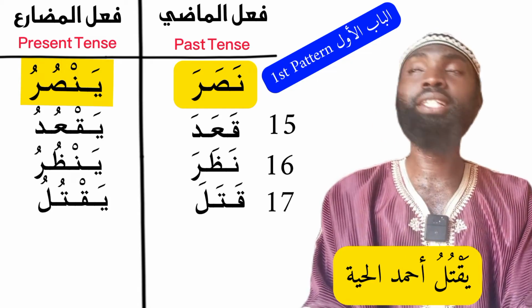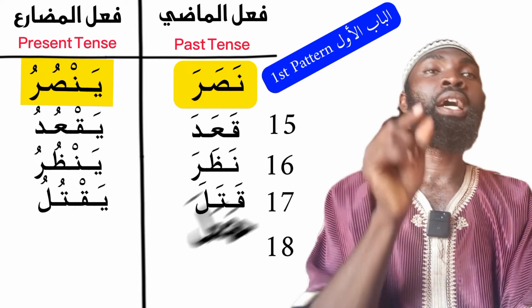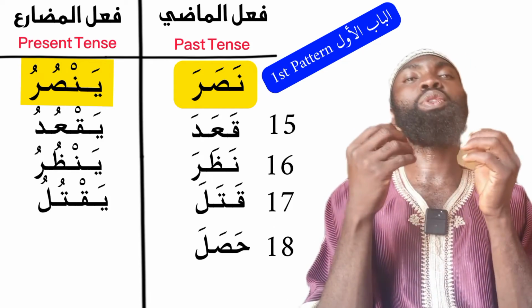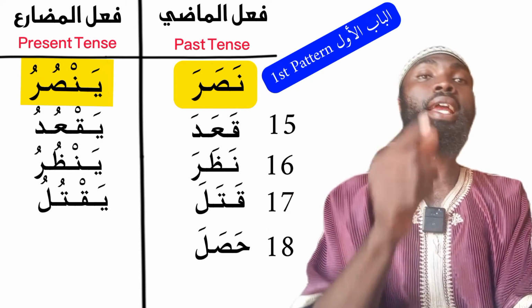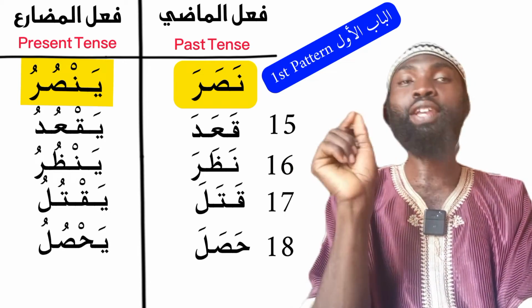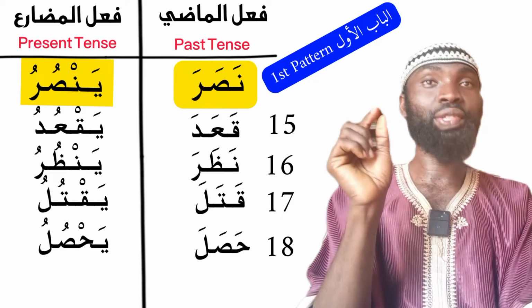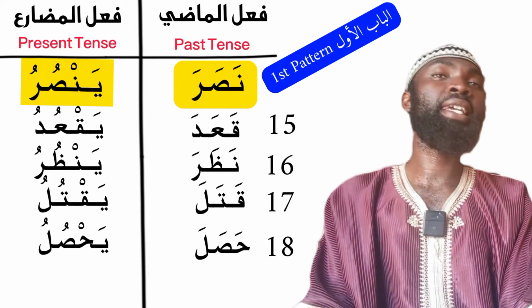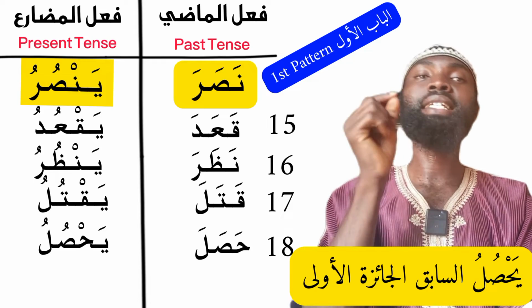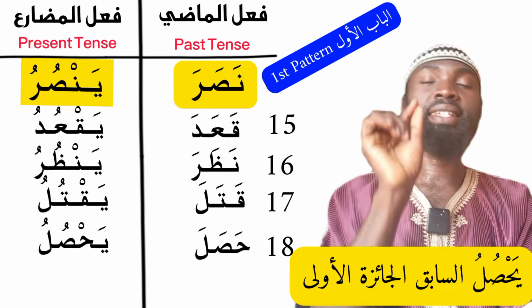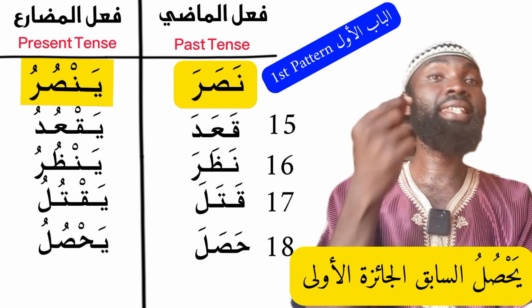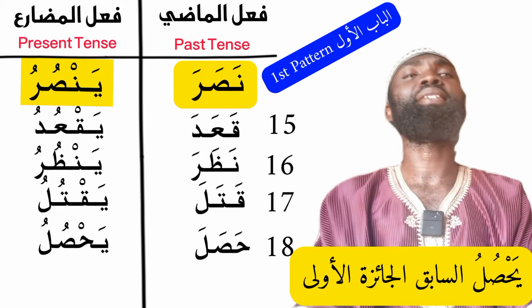Another example we can find under this category is the word hasala. Hasala means to gain, to achieve. So we can say hasala yahsulu. Still the same, the second letter carrying dhamma. An example, we can say yahsulu sabiqu ala al-jaizati al-ula. The winner is gaining the first prize.